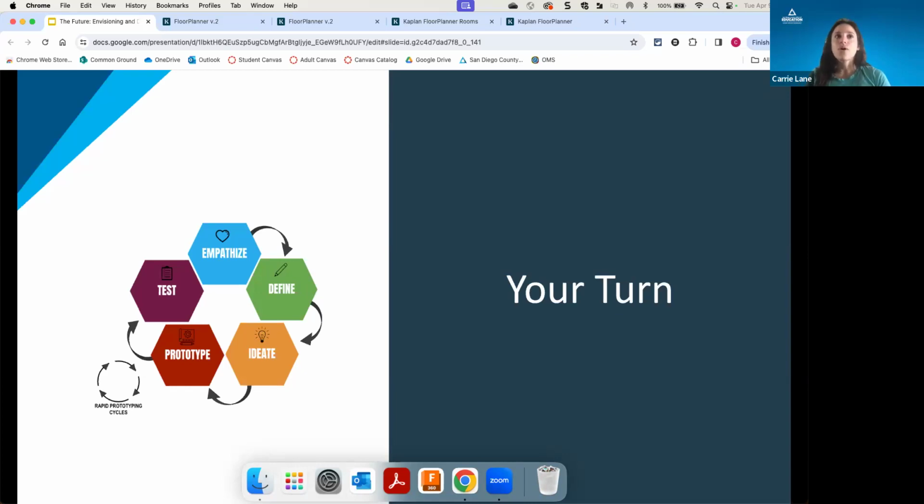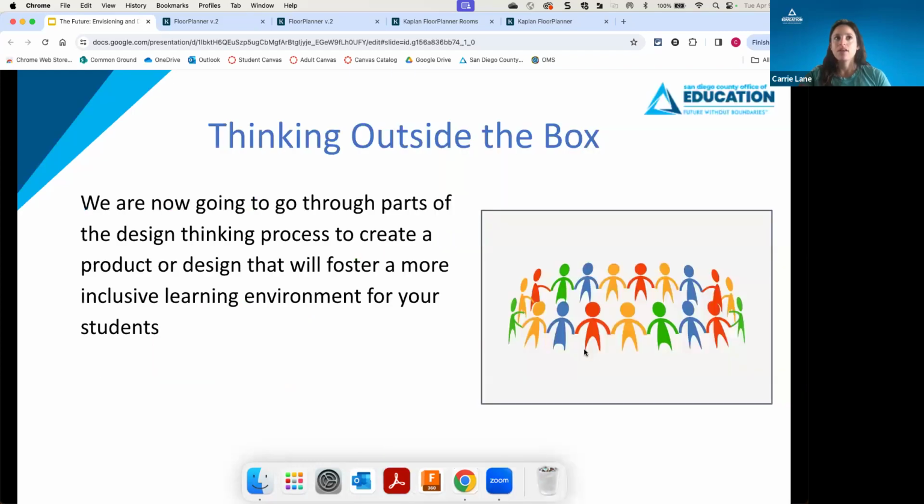Okay, so it is your turn. And with that, we are going to move through, like I said, a mini design process. You have lots of options. You can think about if you want to design a product that you will create for a specific student, or do you want to design your classroom? Do you want to design a curriculum unit? It's kind of flexible time for you.